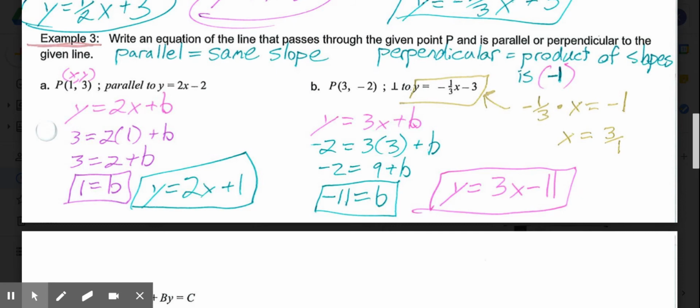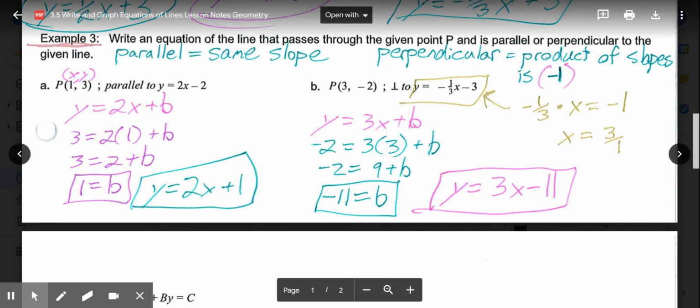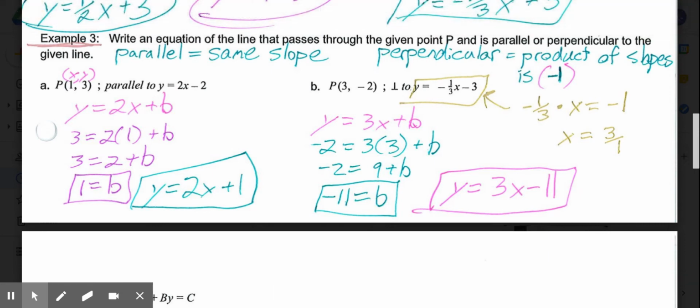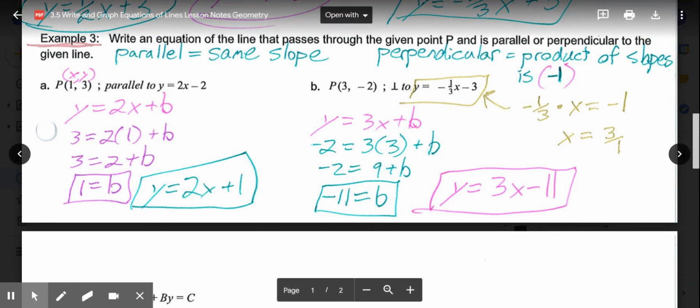If it's perpendicular, I know the slopes need to multiply to be a -1. So if it's perpendicular and my original line has a slope of -1/3, I need to figure out what times -1/3 equals -1. So -1 divided by -1/3 gives me a +3. So my slope of my perpendicular line is 3 or 3/1.